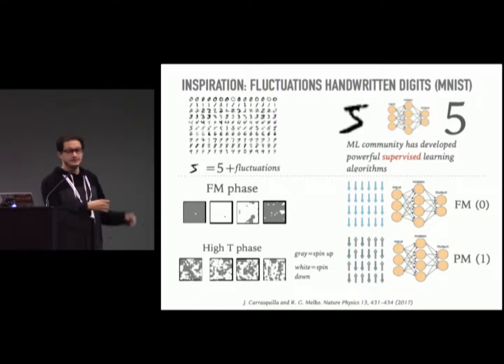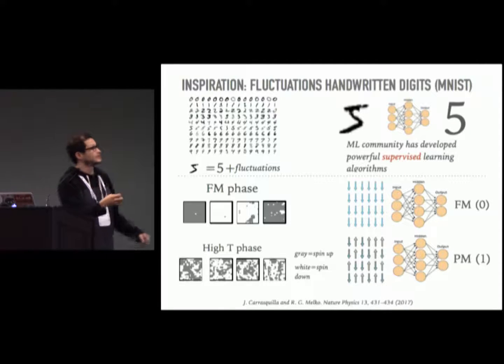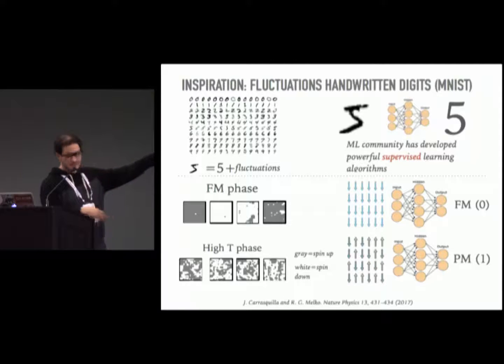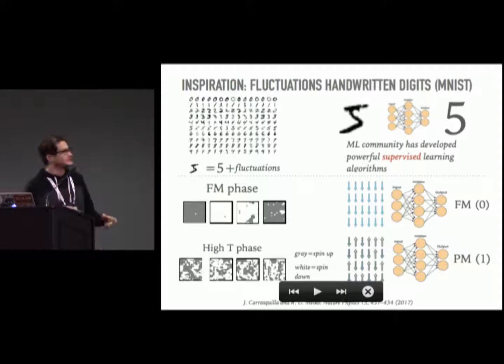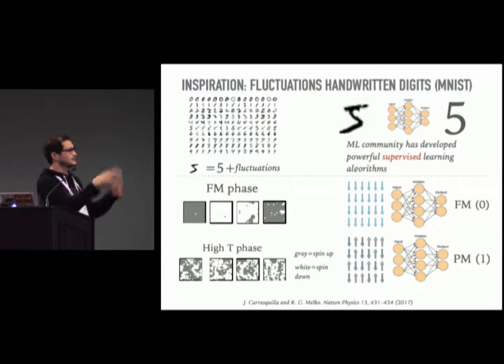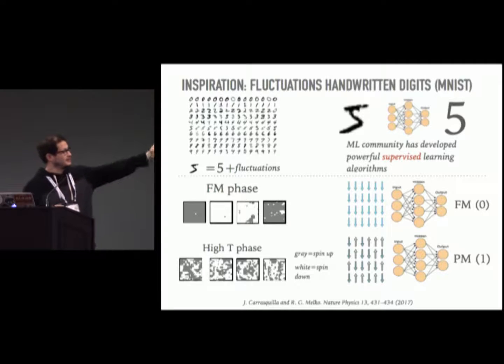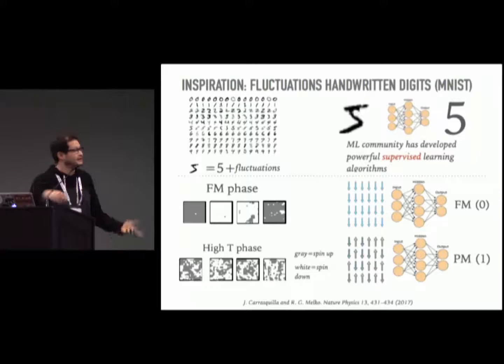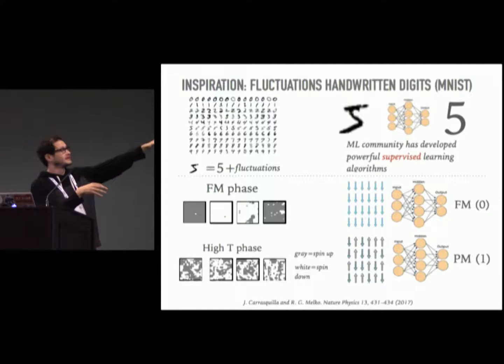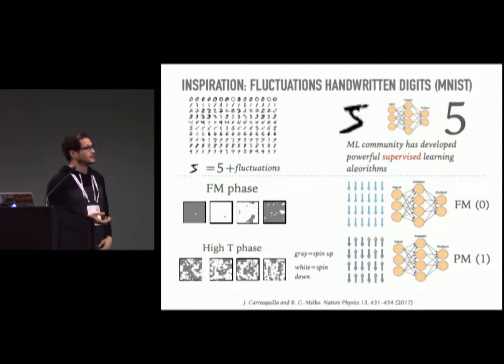The inspiration came from the MNIST classification problem. The way I understood MNIST is that a 5, like the one here, can be understood as a perfect 5 that the computer can understand, plus some fluctuations due to the way humans write. The machine learning community developed supervised learning algorithms that, given an image of a 5, give you as output from the neural net a perfect 5, a 5 that the computer can understand.